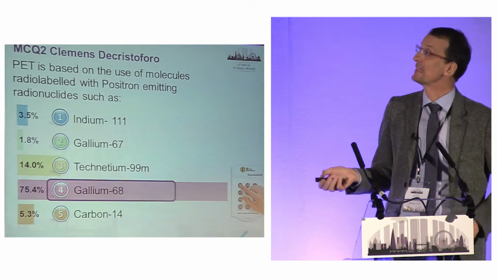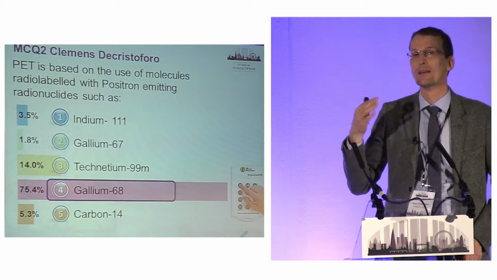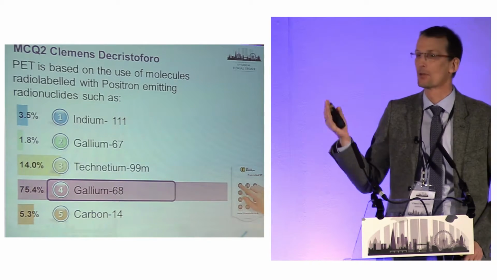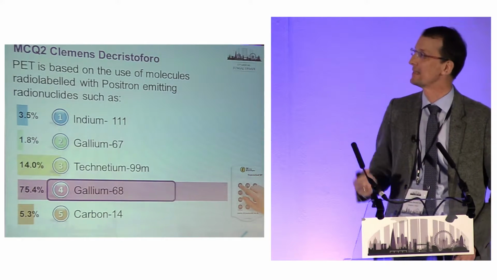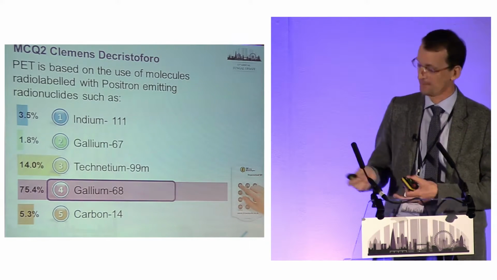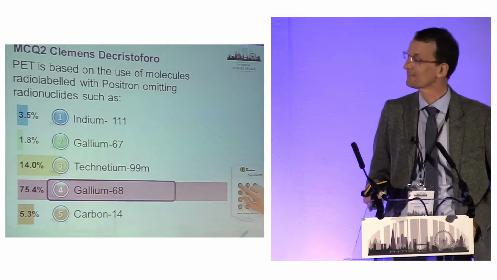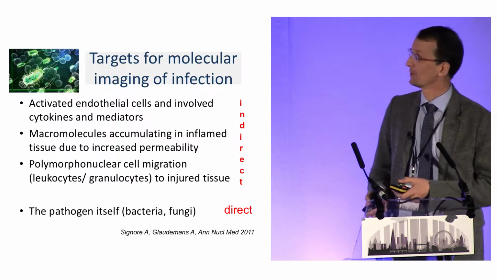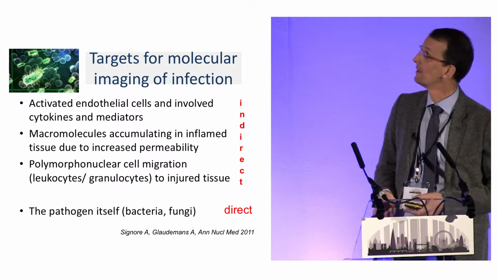remembered gallium-68. Technetium-99m is a very widely used radionuclide, but it's not emitting positrons, but gamma rays as such. And carbon-14 we cannot image, but that's a good outcome of this. So let's continue.